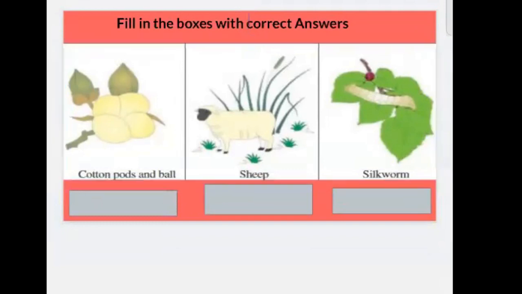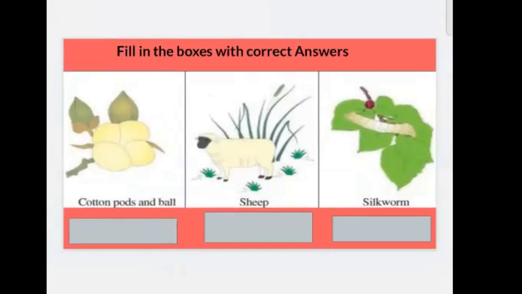Teacher, first picture is cotton. Yes, it's cotton pod or cotton. Second picture is sheep. Sheep. Yes. Third picture is silkworm. Silkworm. Yes. Can you tell me from cotton pod which fiber we get? From cotton, which fiber we get? We get cotton fiber from cotton pod.